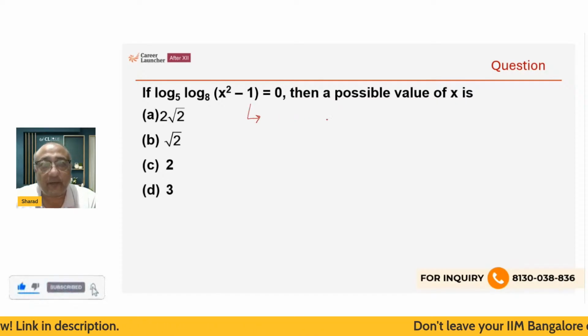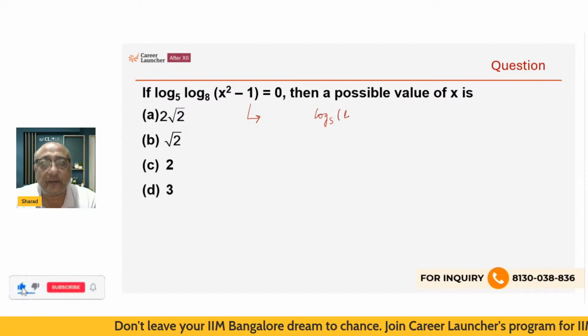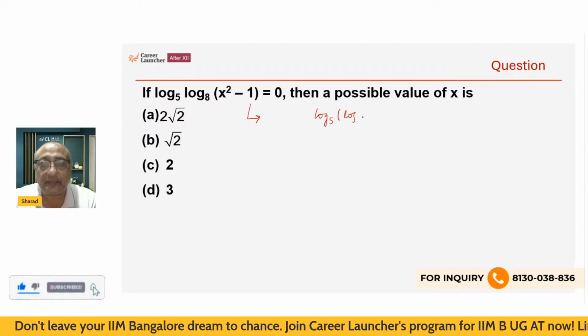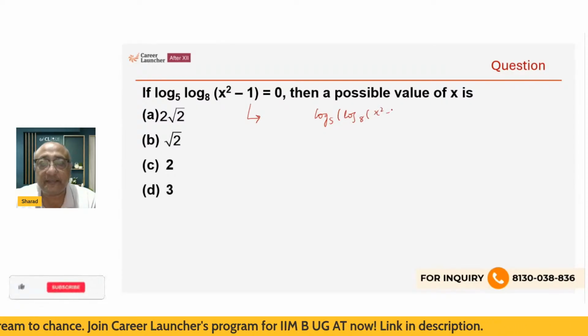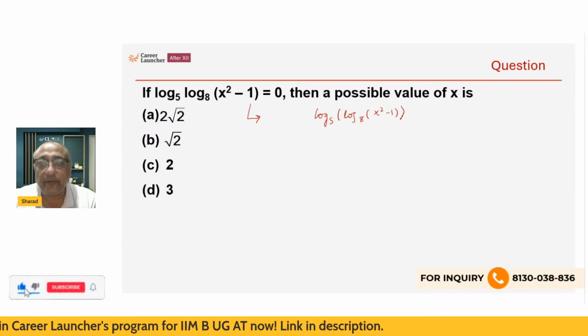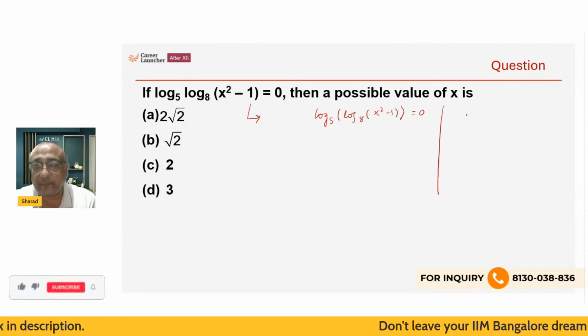So first of all, let us do this question. This is log 5. You may use a bracket for a better understanding. Put a bracket after one log, and it is x square minus 1. Put here two brackets and equal to 0. Now before I do this question, let me do a little bit of concept over here.